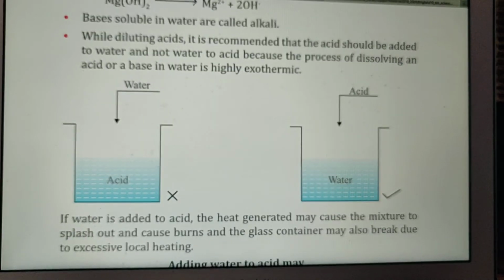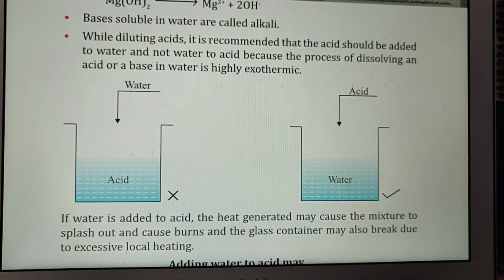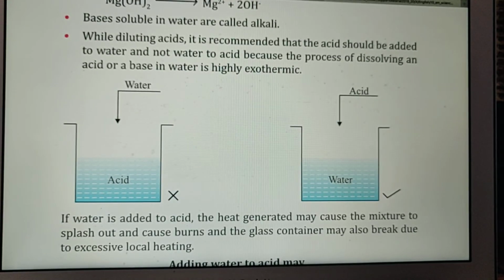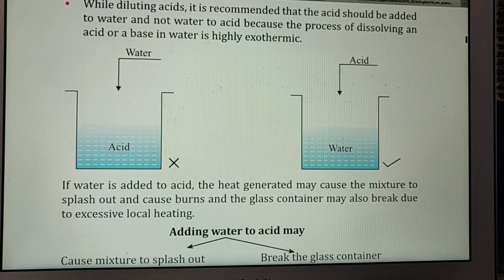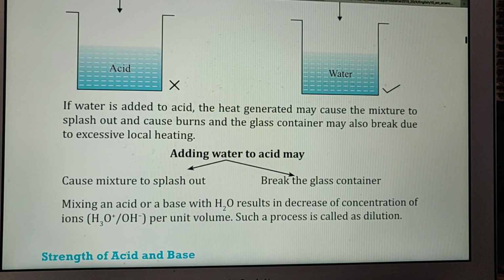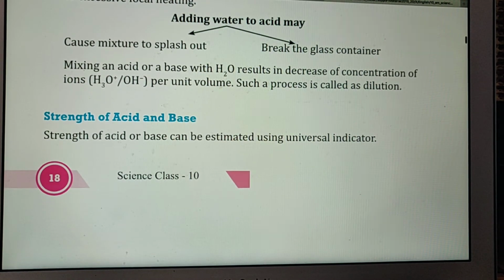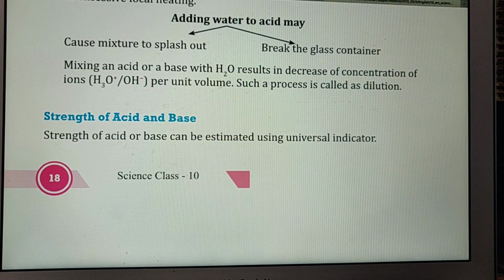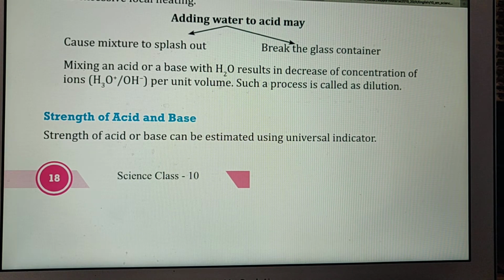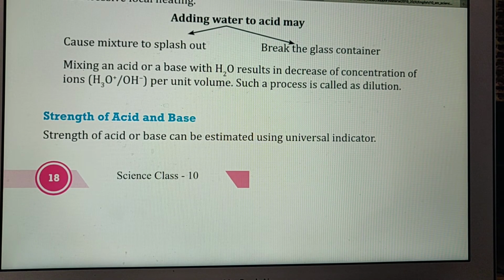If water is added to acid, the heat generated may cause the mixture to splash out and cause burns, and the glass container may also break due to excessive local heating. Mixing an acid or base with water results in a decrease in the concentration of hydronium or OH ions per unit volume. Such a process is called dilution.